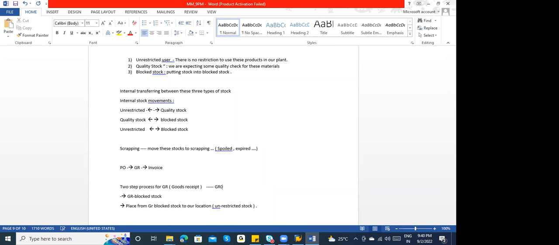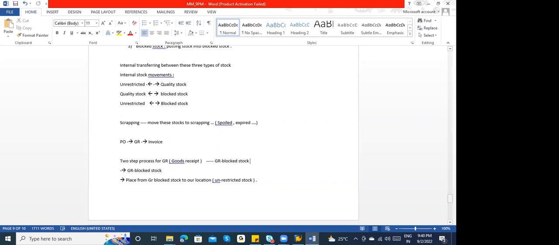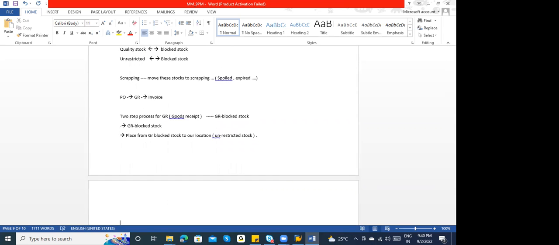GR block stock. So I'm just explaining about the different types of how we are handling the stock in our inventory. Okay. So this is the one. This is the GR block stock.